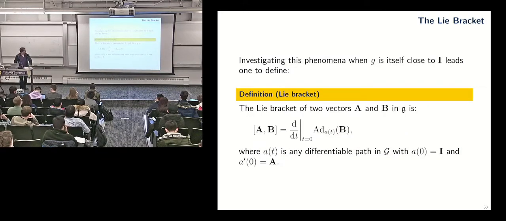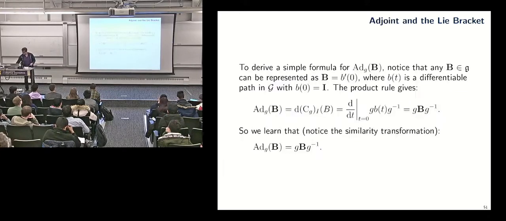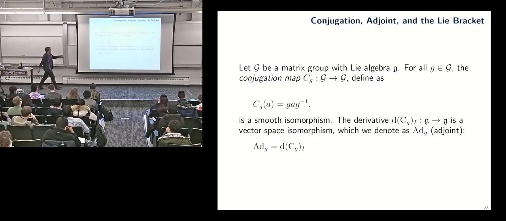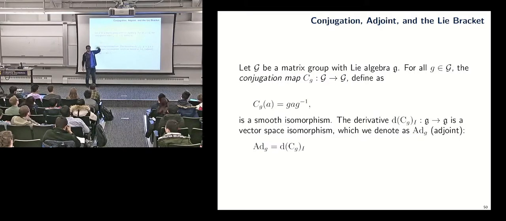But wait, we can even make this more annoying. We can differentiate it one more time. So before, what we did is we had this thing, and when we differentiate this element A, we got the adjoint. So we had this conjugation by something in the Lie algebra. The next step we're going to do is differentiate these outside elements. And when we do that, what we're going to get is the bracket.